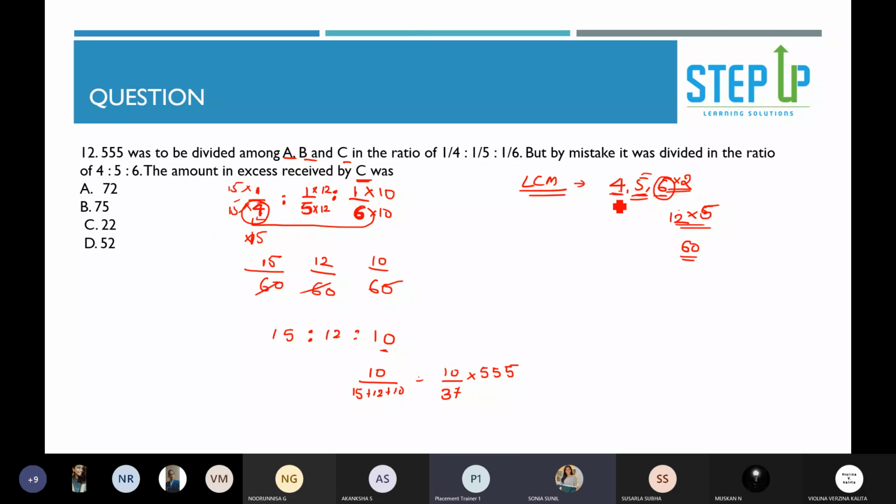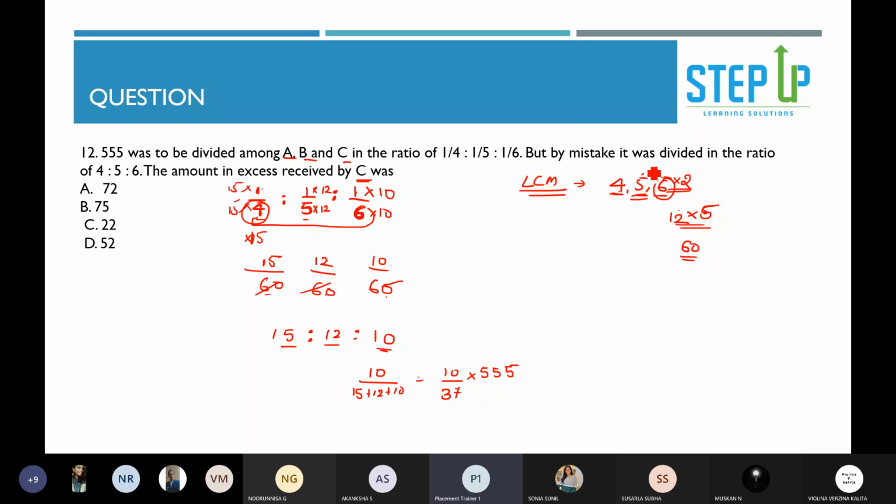Ma'am, could you explain it again, ma'am? Did you understand this part? Yes, ma'am. 15, 12, 10 is clear, right? Yes, ma'am. If 15, 12, 10 is clear, then see, 1 by 4 is to 1 by 5 is to 1 by 6. I took the LCM of 4, 5 and 6. I got LCM as 60. So to get the 60, I need to multiply 15 in the numerator. To get this 60, I need to multiply 12. So basically, you will get 15 is to 12 is to 10.